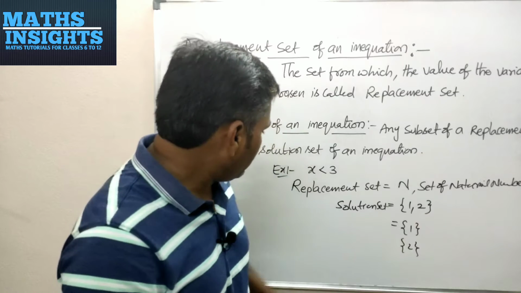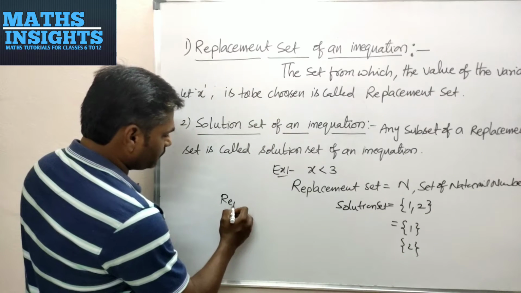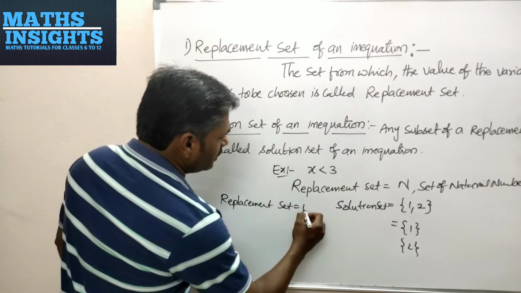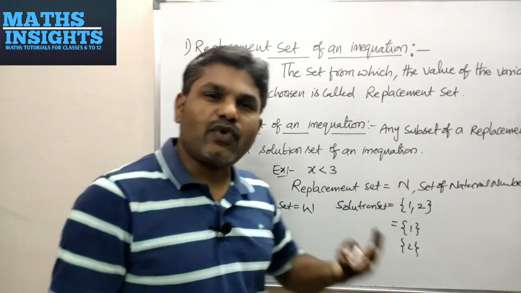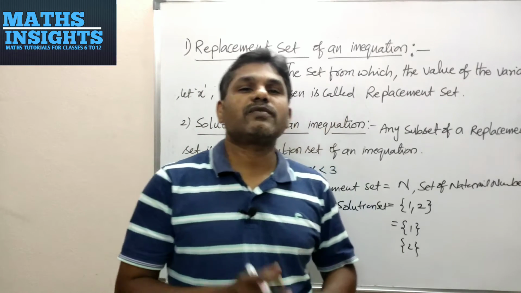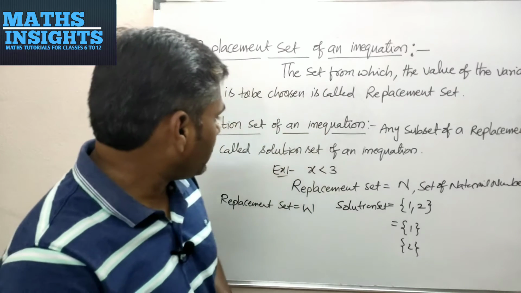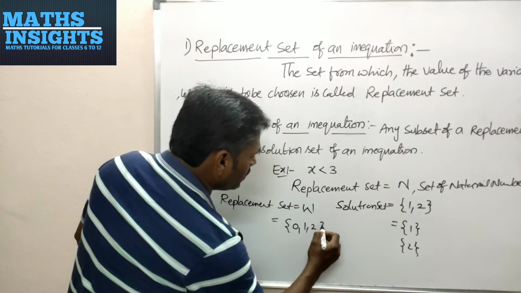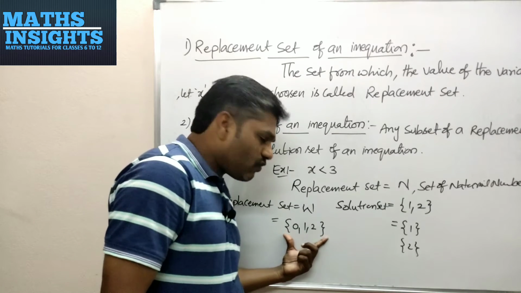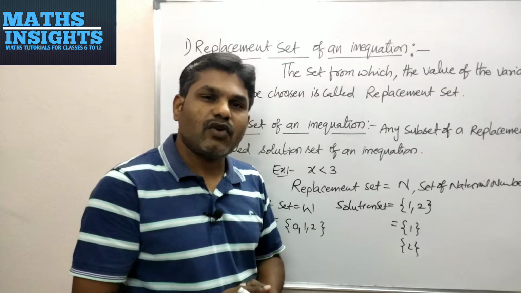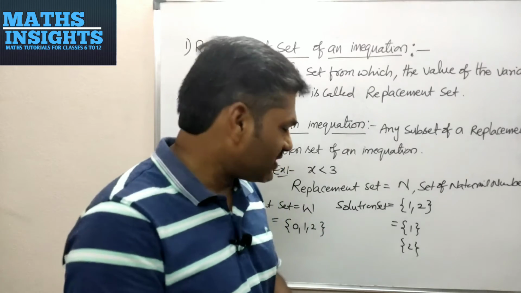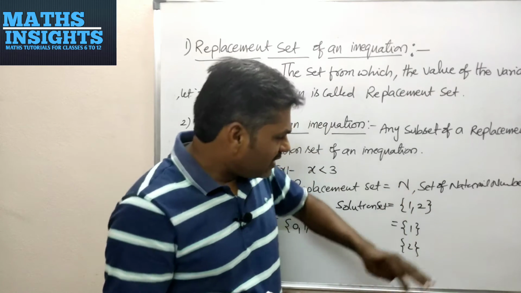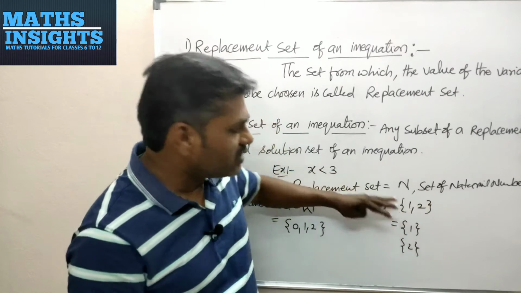1, 2. Now I will mention the replacement set as W. That means W is the set of whole numbers, you know very well. Whole numbers start from 0. So the solution set is 0, 1, 2 only. This 0, 1, 2 is a subset of the whole numbers. Is it or not, my dear students? Similarly, this 1, 2 is also a subset of the set of natural numbers. Then these are called solution sets.